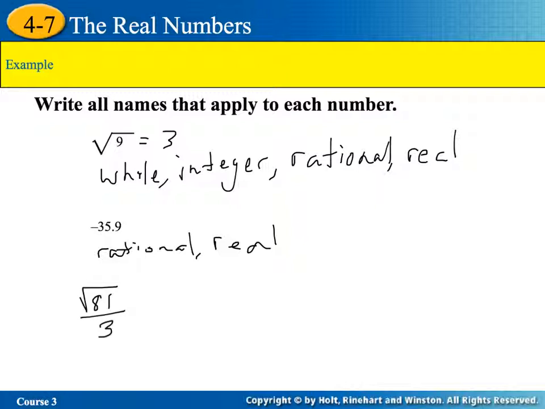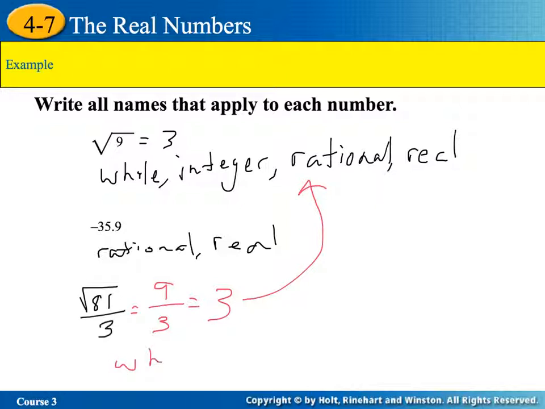Last one, we got to simplify again. Square root of 81 is what? 9. Divide that by 3. It is 3. Hey, guess what? We just did that one right up here. Oh my goodness, Mr. Sheeman. We just did that one. So I have all my answers.